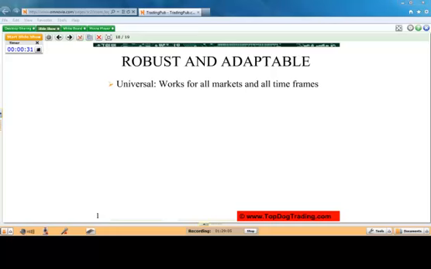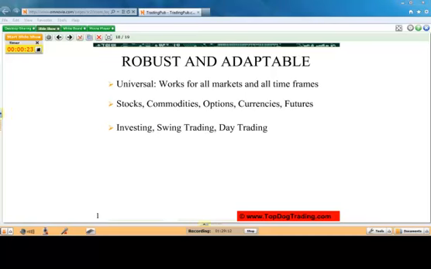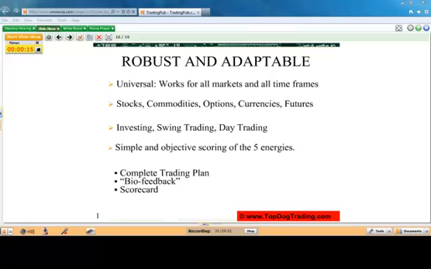It's very robust, very adaptable. It works for stocks, commodities, options, currencies, futures. I trade all that stuff. I invest, I swing trade, I day trade, and I use the 5 energy method for all of it. It's simple. We're just scoring 5 energies.